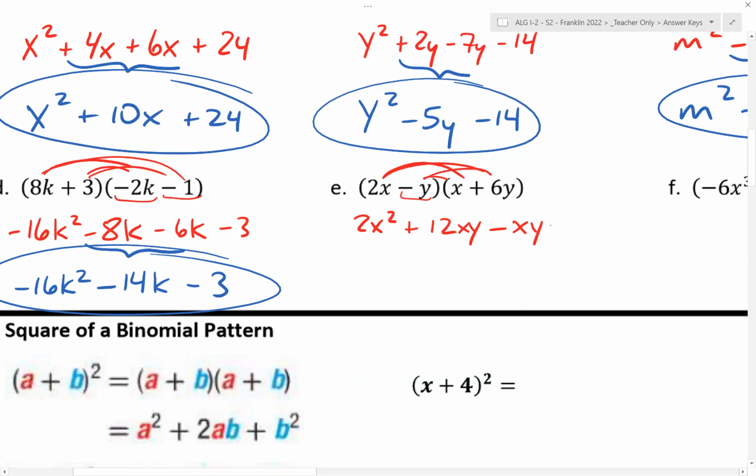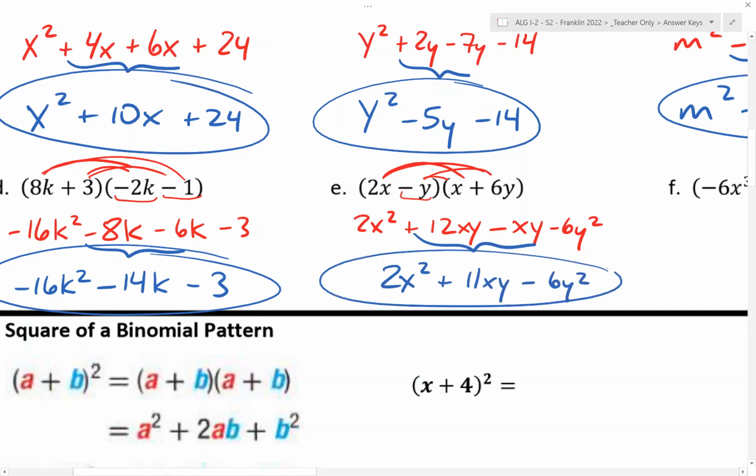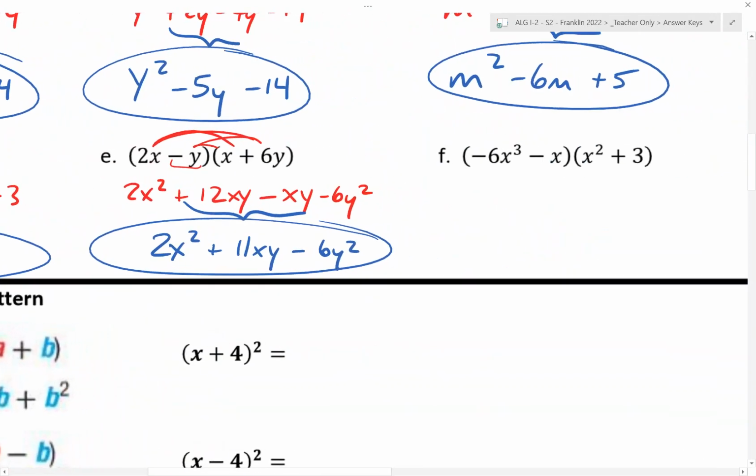Okay, the negative y times 6 is negative 6y squared. So we'll combine these like terms. We've got 2x squared plus 11xy minus 6y squared. Now for this one, whether you put the 6y squared or the negative 6y squared before the 11xy or not, all three of these terms have degree of 2. The way I generally do it is put the x squared first because alphabetical order, and then this middle term has some x's in it, so it comes next, and then the y's at the end.